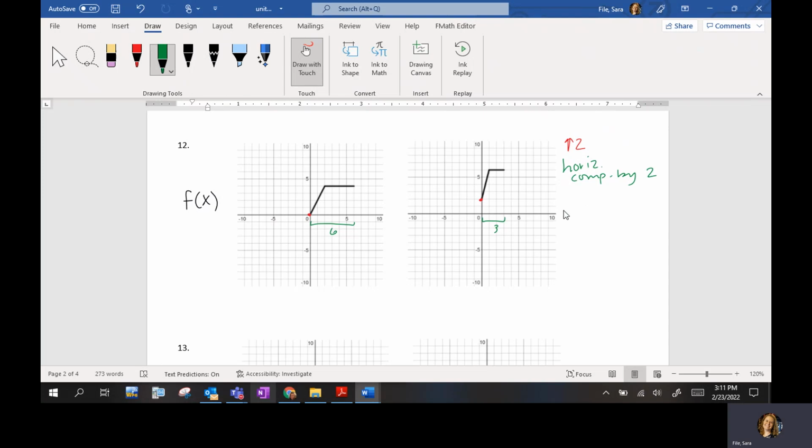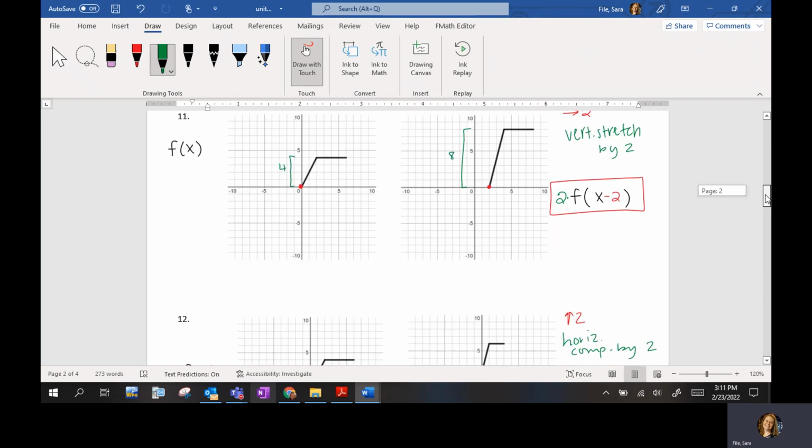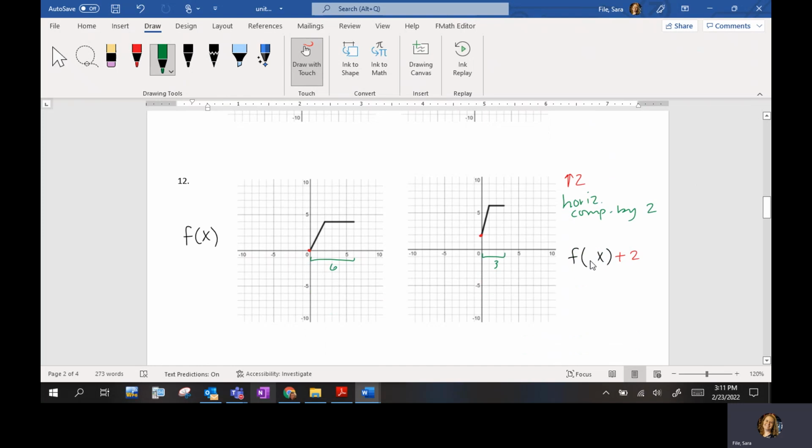So that means in my function, we need to remember where that shows up. Okay, so the shift up shows up outside. So that's plus 2. That's outside the function, not inside. Okay, the compression horizontally is inside. So remember, just to remind you, a vertical stretch or compression was multiplied outside. A horizontal stretch or compression is multiplied inside. Okay, we're calling that the B value.